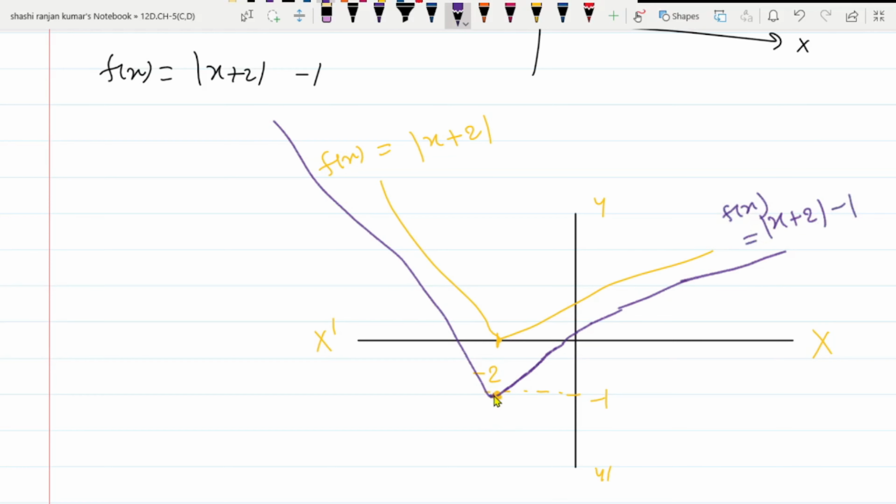What is the minimum value? You can see the minimum value is -1. The graph is always above -1. So what is the minimum value of the graph? The minimum value of the graph is -1.